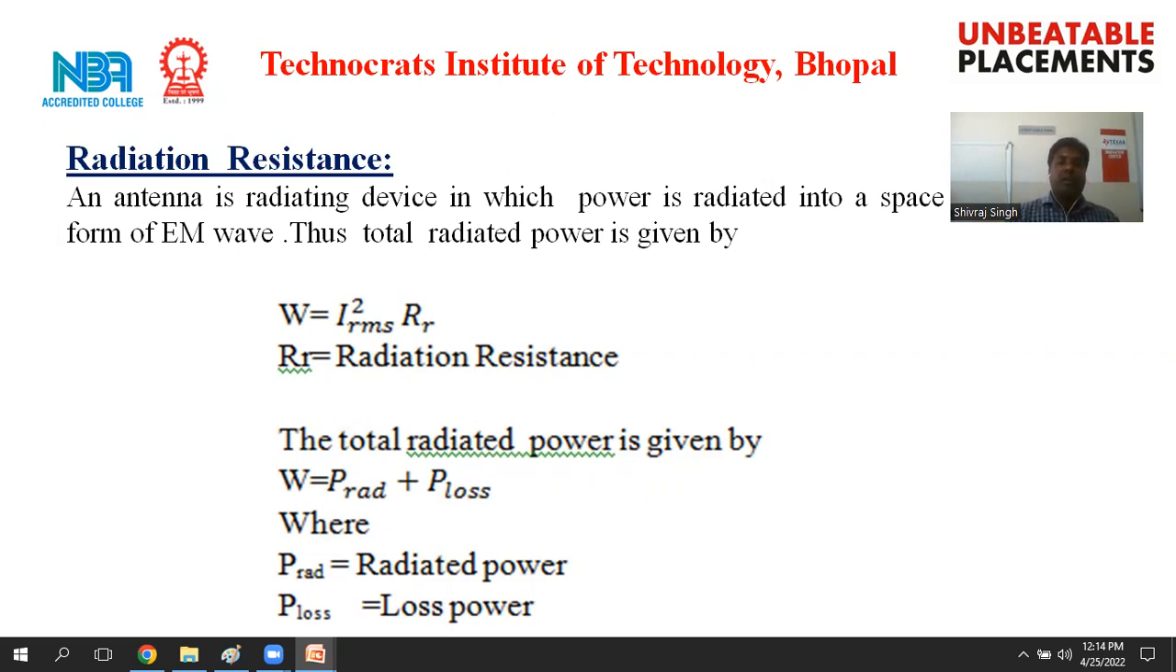The total power radiated by an antenna is given by W equal to the RMS current squared into R_R. Here R_R represents the radiation resistance. With the help of this equation, we can calculate the radiation resistance. That means R_R equals the total radiated power upon the current squared. The total power is the combination of radiated power plus loss power, so W equals P radiated plus P loss.